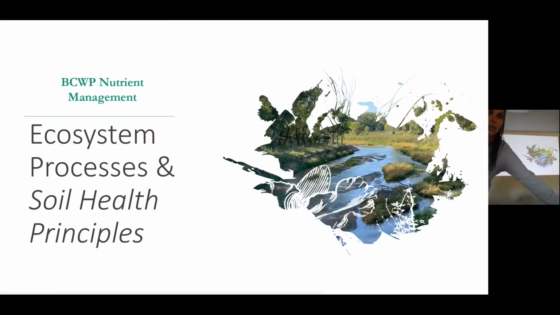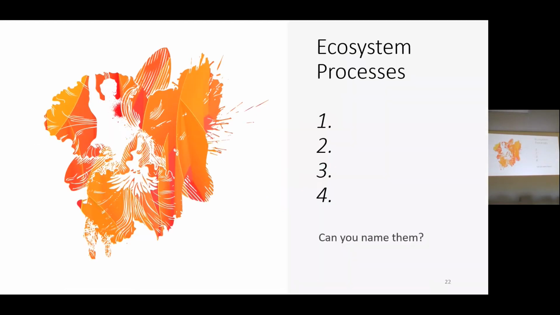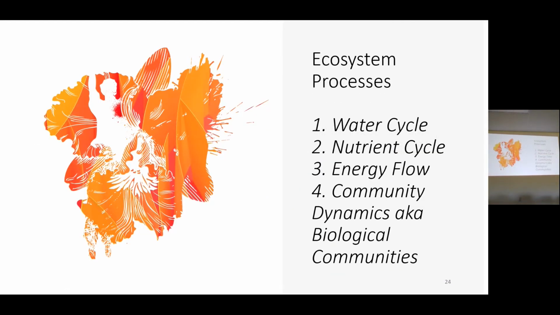So now we're going to talk about some fun stuff: ecosystem processes and soil health principles and how that impacts natural nutrient management. All right, so ecosystem processes: water cycle, nutrient cycle, energy flow, and community dynamics or biological communities.